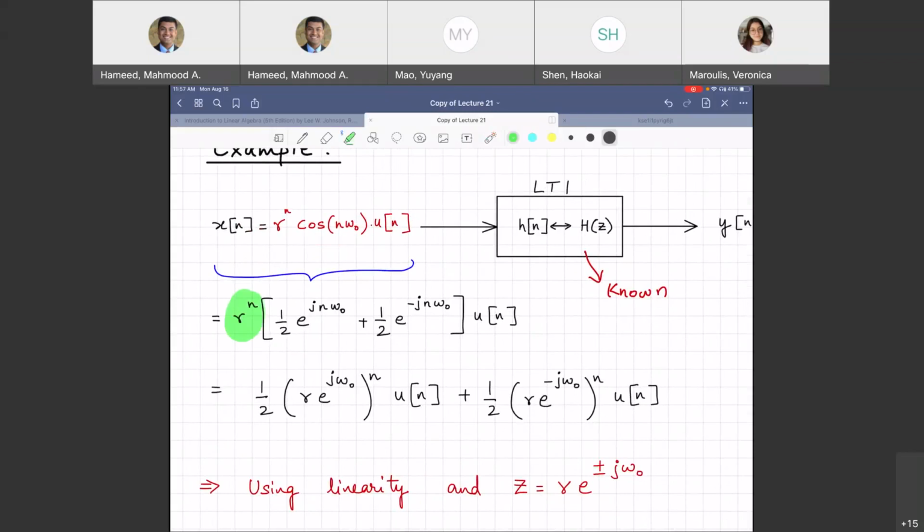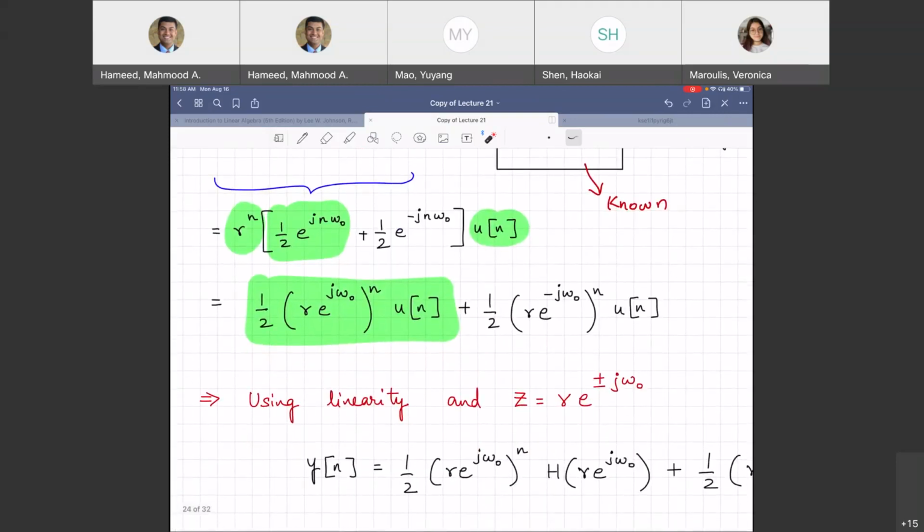I've got r to the n half e to the j n omega naught u of n. All of that goes here. And then whatever remains, which is r to the n half e to the minus j n omega naught u of n, all of that goes over here. Now they are in standard forms. What is that? Half a to the n u of n, half a to the n u of n. Now, if you consider z as r e to the plus or minus j omega naught, what do you have? Half r to the n u of n plus half r to the n minus n u of n.